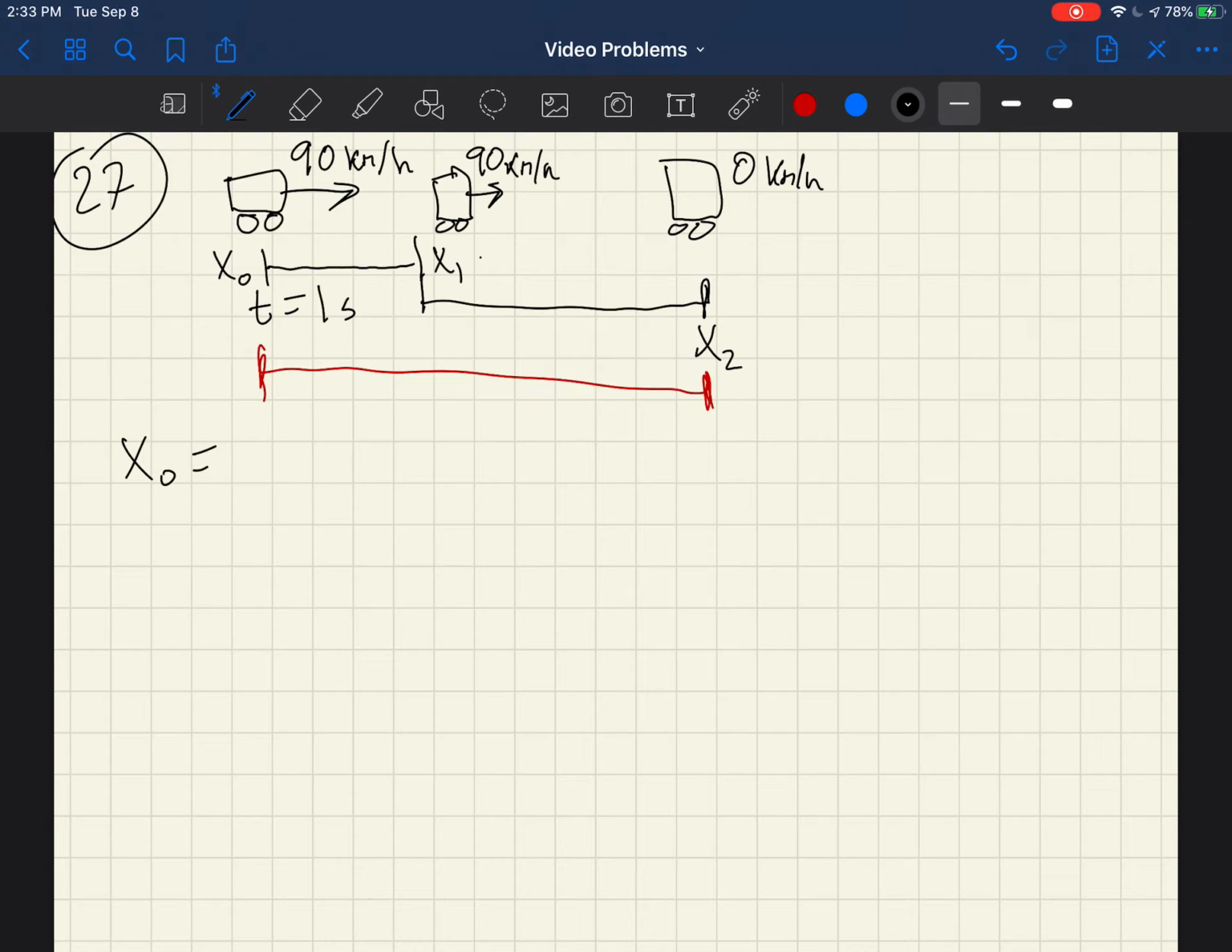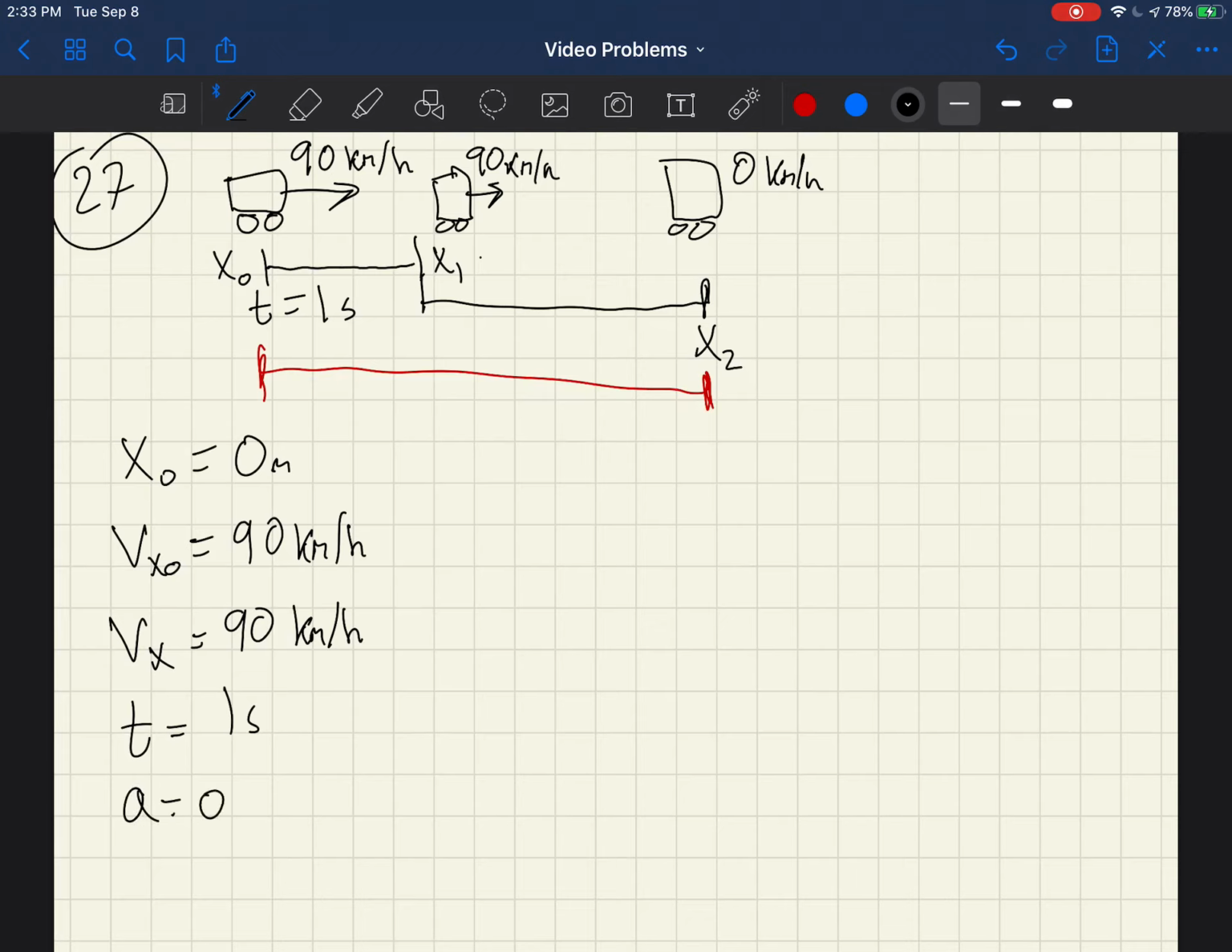So we have initial position we'll call 0 meters. We know the initial velocity is 90 kilometers per hour. The final velocity during that point is still 90 kilometers per hour because the person has not put their foot on the brake yet during that time. The time is 1 second. The acceleration in this part is 0 during that initial time. Okay, and we're worried about how far it travels to position x1.